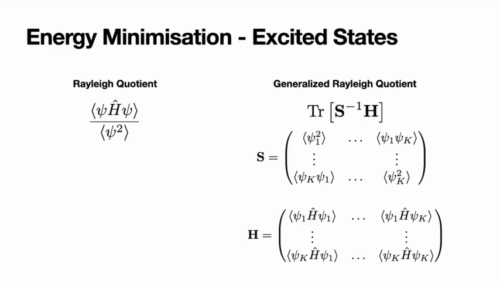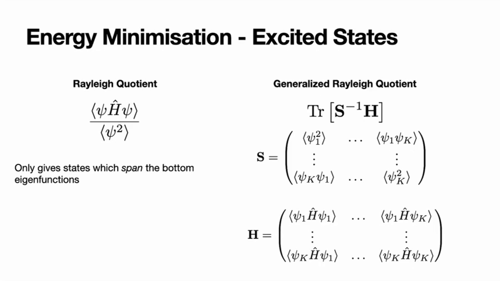And then if you take the trace of the inverse overlap matrix times the Hamiltonian matrix, this gives you an objective function where the solution will span the k lowest eigenfunctions. But this is actually invariant to taking linear combinations, in the same way that the Rayleigh quotient is invariant to a scale factor, so it doesn't have to be normalized.